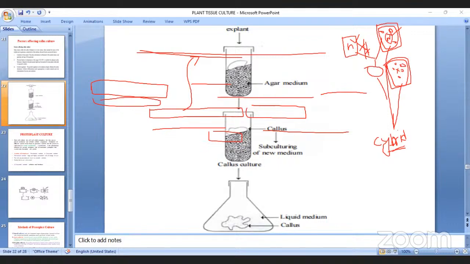Hybridization means one is protoplast, another one is cytoplasm. Protoplasm fused with cytoplasm, that is called hybrid. Is it clear?